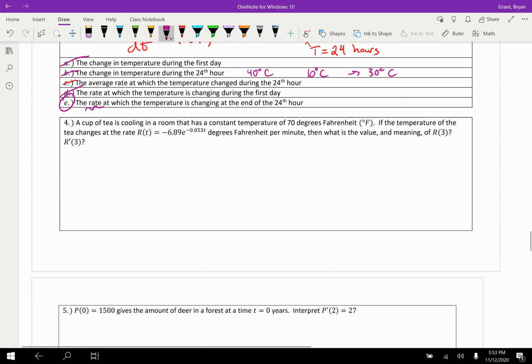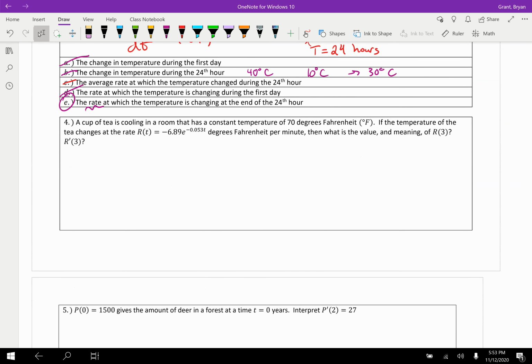Let's try a few more. I think you'll need your calculator for this one. A cup of tea is cooling in a room that has a constant temperature of 70 degrees Fahrenheit. If the temperature of the tea changes at the rate R of t equals this weird thing, then what is the value and meaning of R of 3 and R prime of 3?